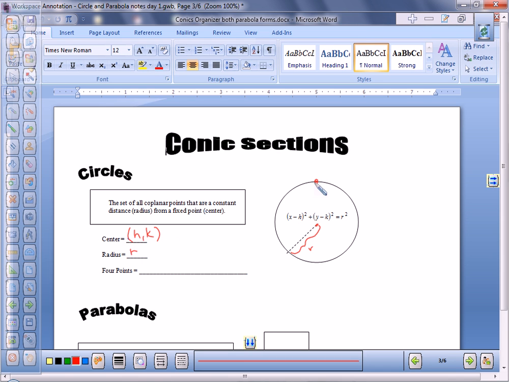Now, how do I find the 4 points? H plus R, K minus R, K plus R. To find the 4 points, I take my H and I add and subtract R to it. That gives me the left and right. This would be the H minus the R. This would be the H plus the R. Does that make sense? And then the other two would be k plus or minus r. This would be the k plus r. This would be the k minus r.